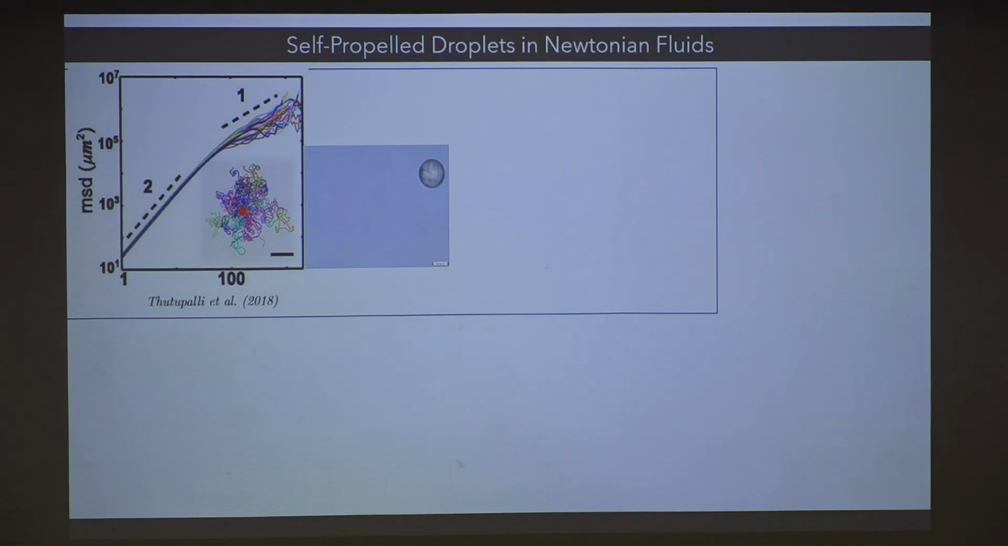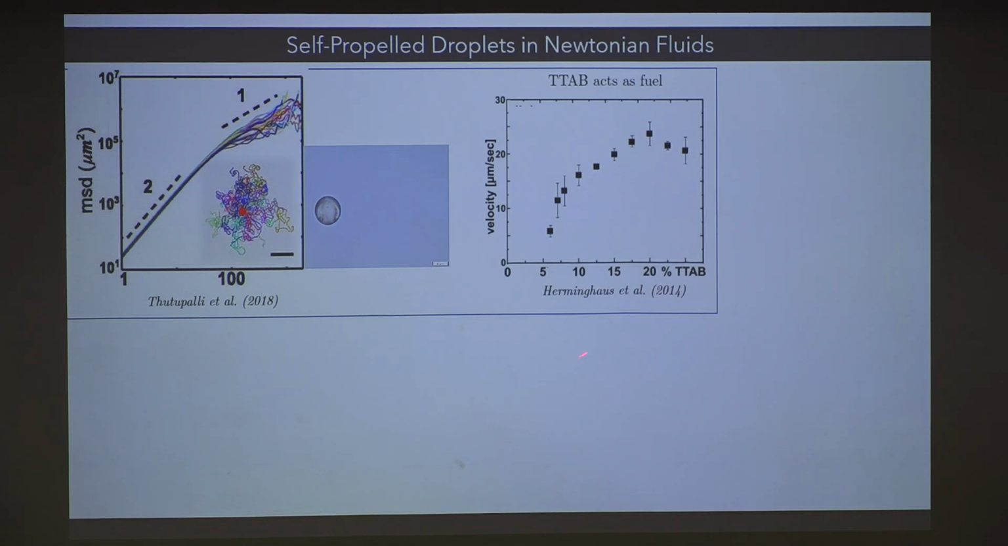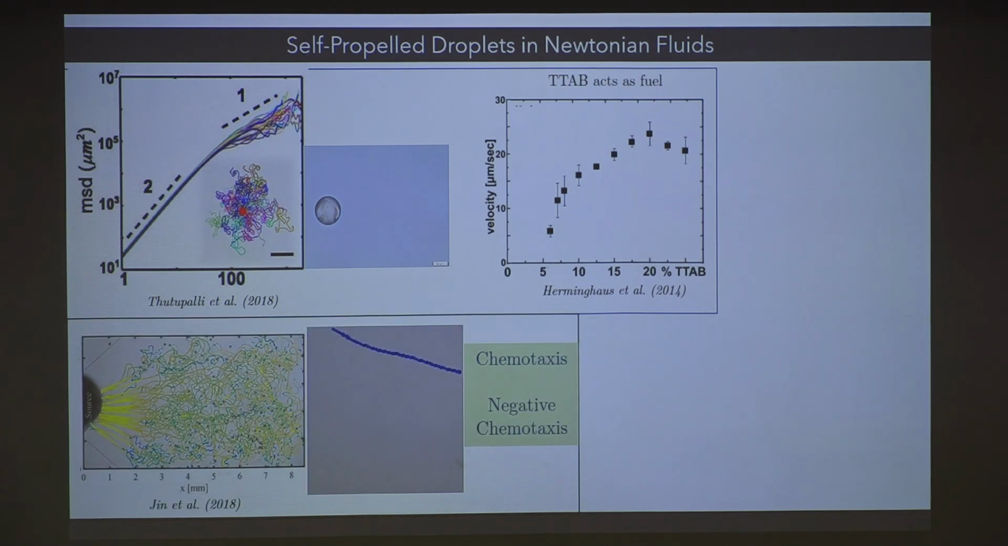So in Newtonian environments, what we know so far is that once we look at the droplet's motion for a very long time, at short times we see a ballistic motion which is expected, but at long times because of concentration fluctuations, as Professor Gupta just asked, there are direction fluctuations that we observe, and at long times the motion becomes random in nature. Right? With increasing surfactant concentration, we see an increase in the droplets' self-propelled speed. So we can say surfactant concentration acts as a fuel for the system.